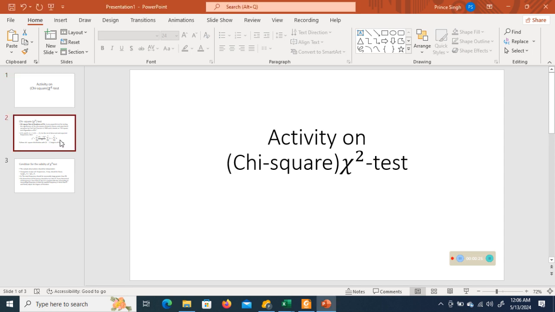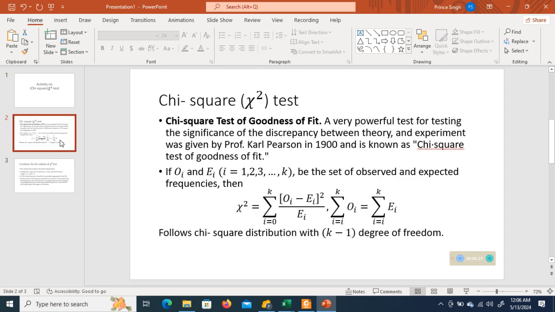Basically, if we talk about chi-square, it is the square of the standard normal variate, right? It is also used for the test of the homogeneity of the variances. But in this particular video, we are going to discuss the chi-square test as a goodness of fit.